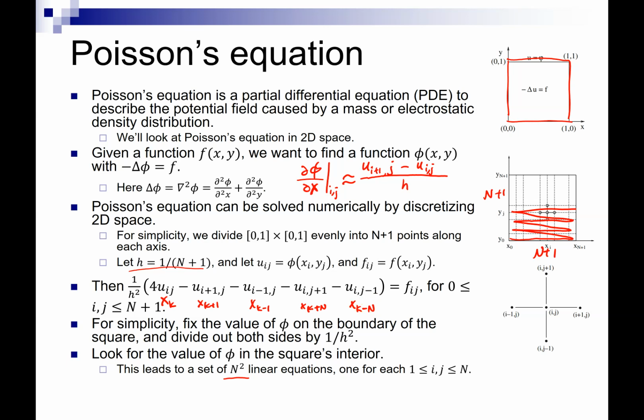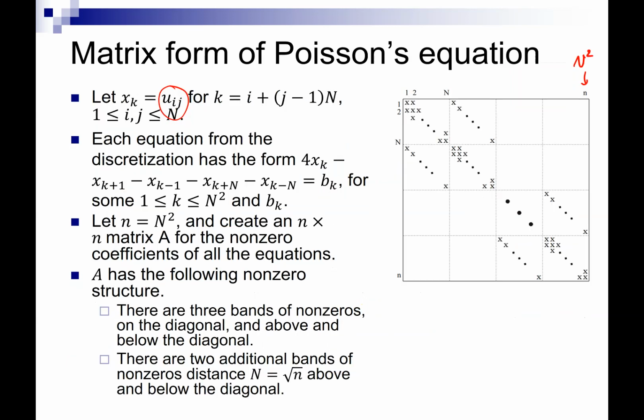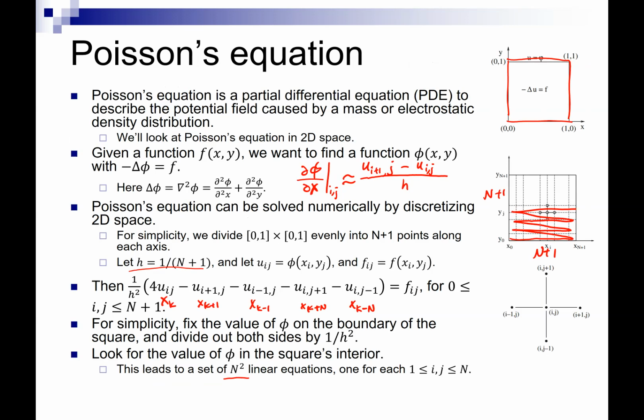Okay, so then let's go back to this formulation over here. This is how you get this equation over here. This is again u of ij. This is u of i minus 1, j, and so on. And this b_k over here, we said that we're just going to take these f of ij's and divide out by 1 divided by h squared. So that's where you get these b values from.